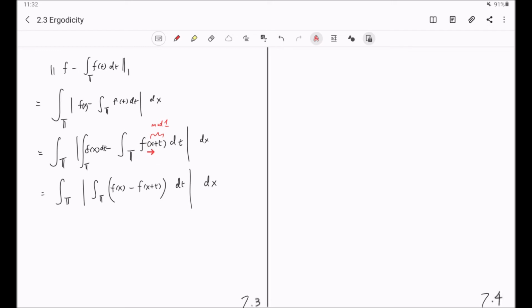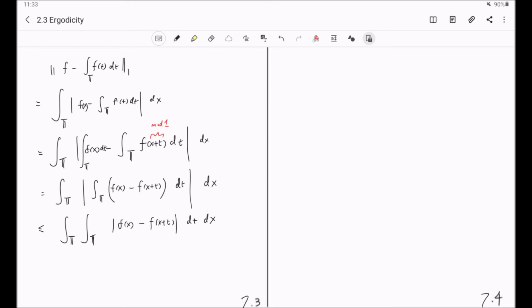And when you restrict it to the circle, you can do a change of variable formula to show that this integral is the same as this one, just by elementary calculus. And this last term is bounded by this double integral of the absolute value of the difference of those two functions, dt dx.